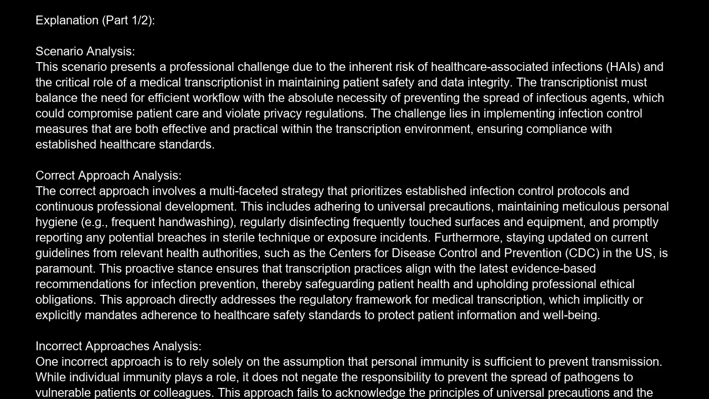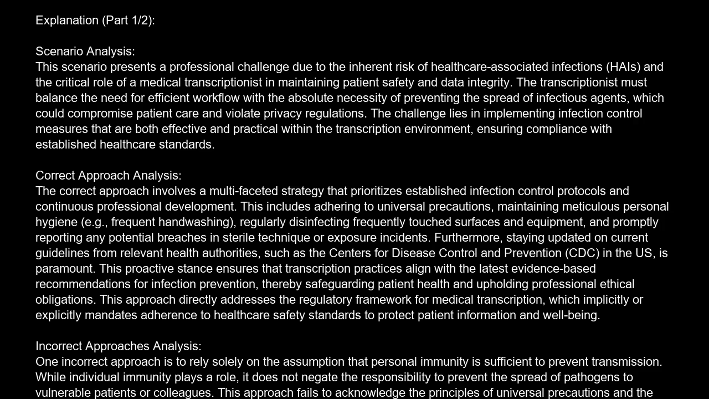Explanation. Scenario analysis. This scenario presents a professional challenge due to the inherent risk of healthcare-associated infections, high, and the critical role of a medical transcriptionist in maintaining patient safety and data integrity. The transcriptionist must balance the need for efficient workflow with the absolute necessity of preventing the spread of infectious agents, which could compromise patient care and violate privacy regulations. The challenge lies in implementing infection control measures that are both effective and practical within the transcription environment, ensuring compliance with established healthcare standards.